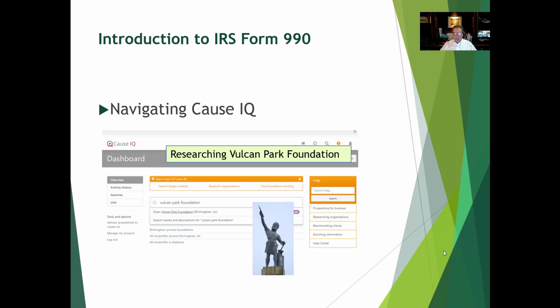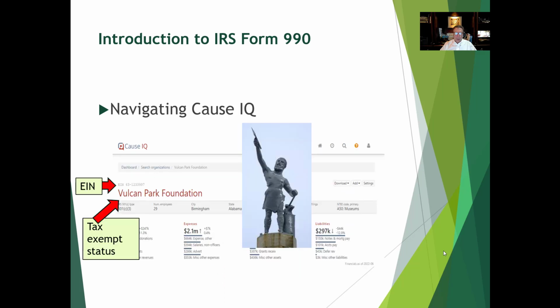So if we were researching Vulcan Park Foundation on Cause IQ, we would fill in the search bar after we signed up with Vulcan Park Foundation. And we would see its employer ID number up there. Sometimes you need that if you're doing business with them. And we would also see their exact tax-exempt status, which is 501c3.